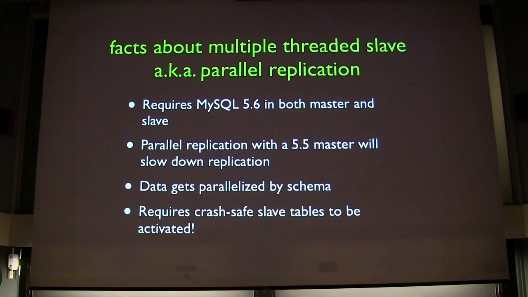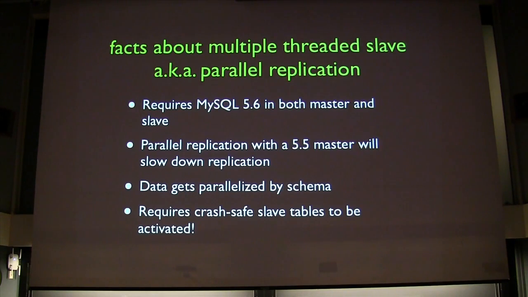So you need to have MySQL 5.6 in the master as well. Otherwise, you are doing damage to your replication. In addition to this, one thing that you will not find in the manual is that you have to enable the crash-safe slave tables if you want to enable parallel replication.